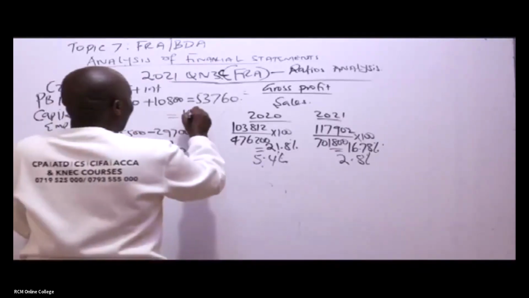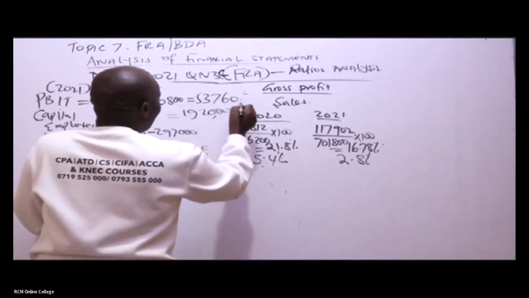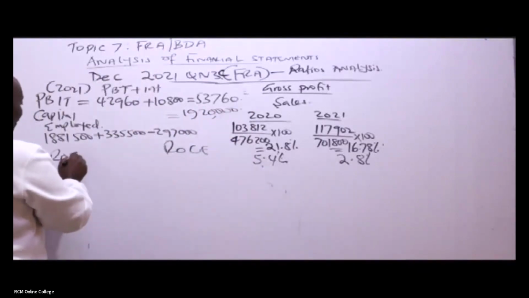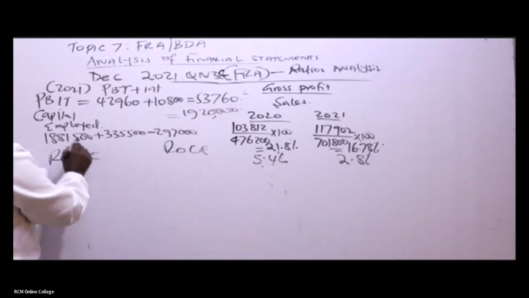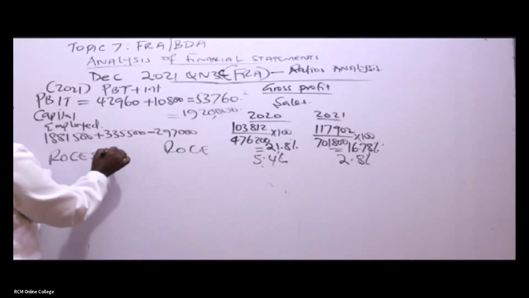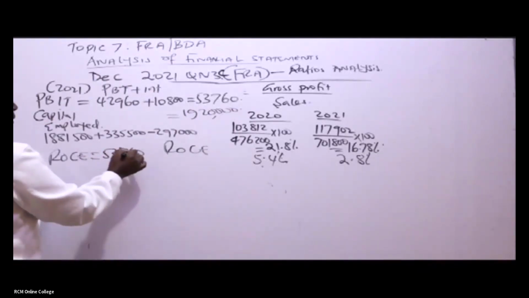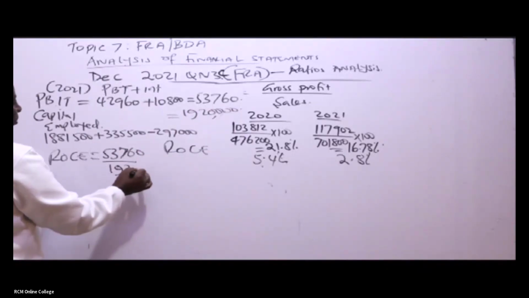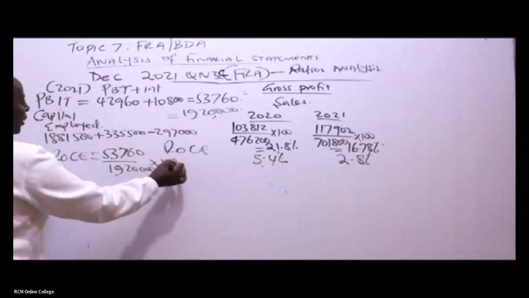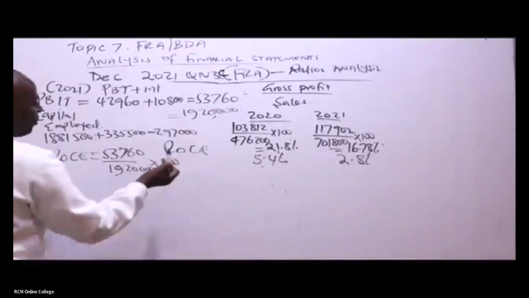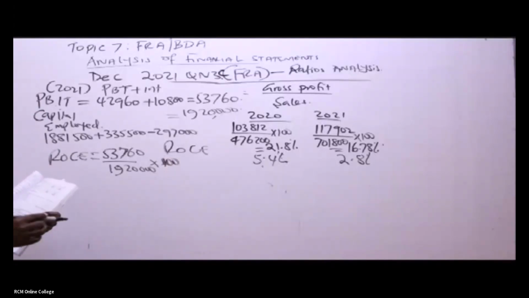1920,000. Beautiful figure. And then now remember that ROCE really is the quotient between this PBIT, 53,760. We divide this by the capital employed, 1920,000 times 100. So then are you able to give me these figures, 2.8? So I believe now, Angie, you're able to pick that one for 2021.